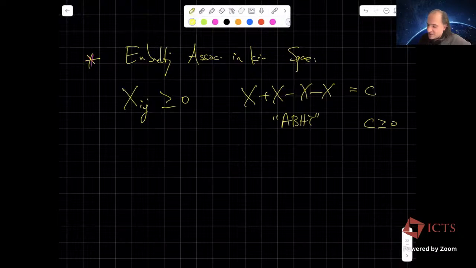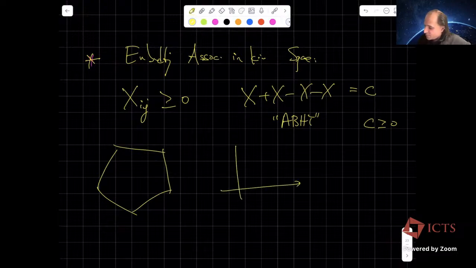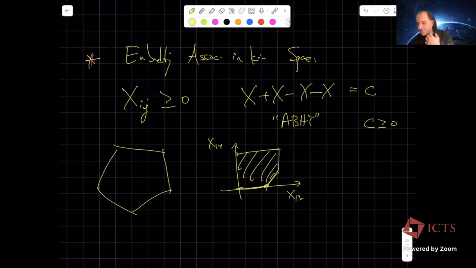So for example, for the case of n equals 5, we don't just get a random pentagon that looks like this. We get a very specific pentagon if we choose one way of cutting it out. So in x13 and x14 space, the pentagon looks something like this, okay, with these very specific parallel sides and so on. Okay, so that's a very specific realization of the associahedron.